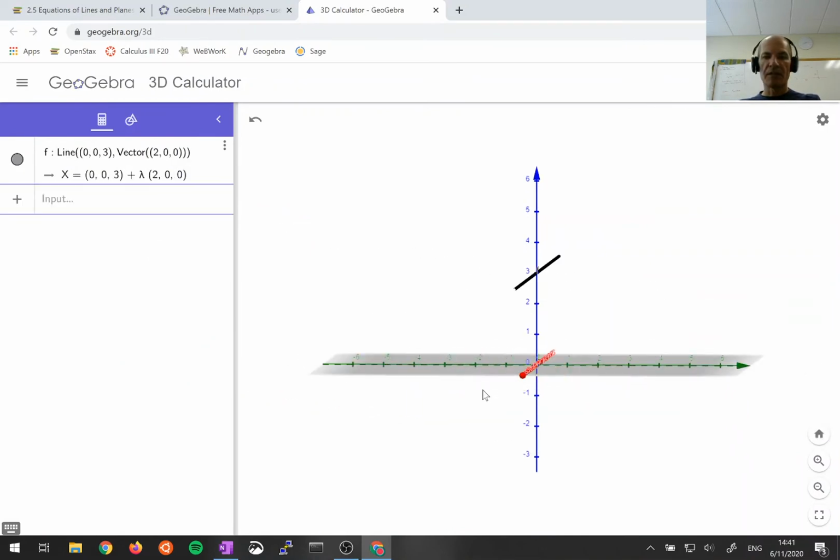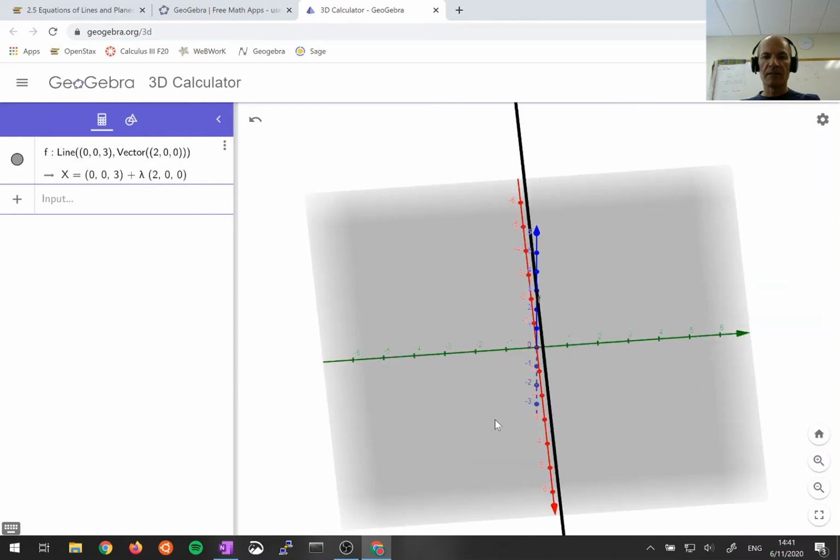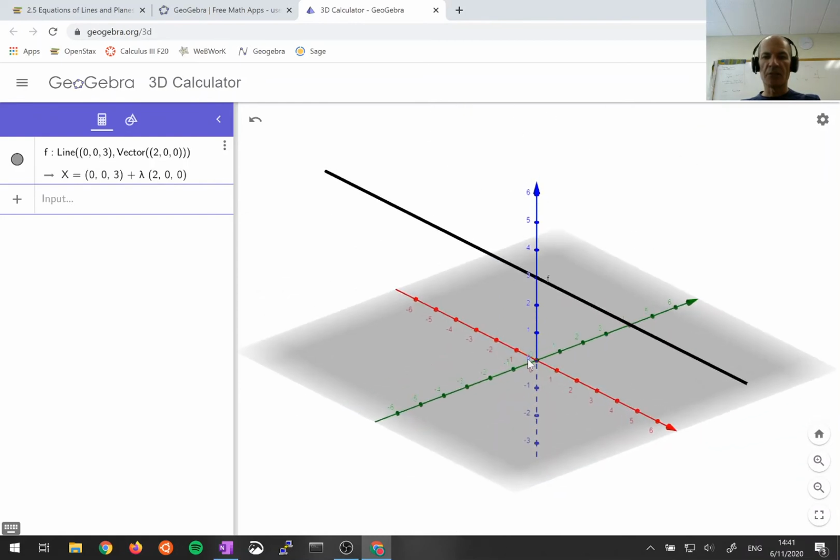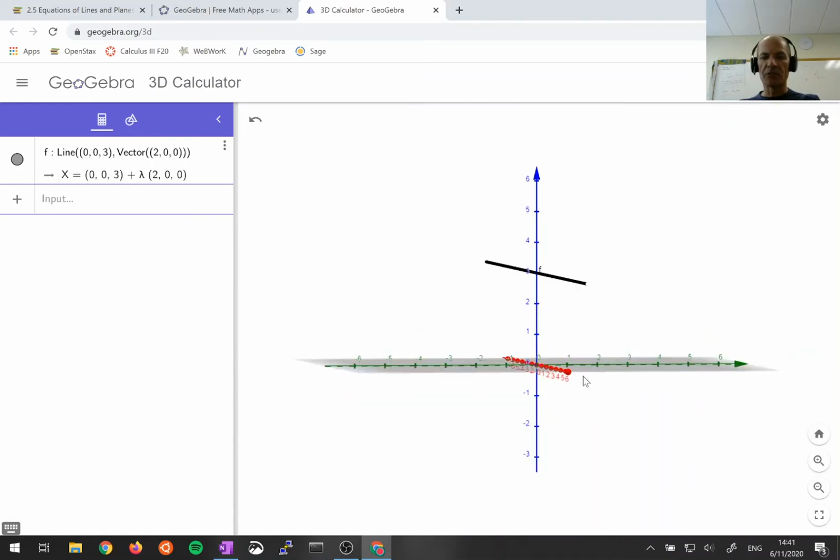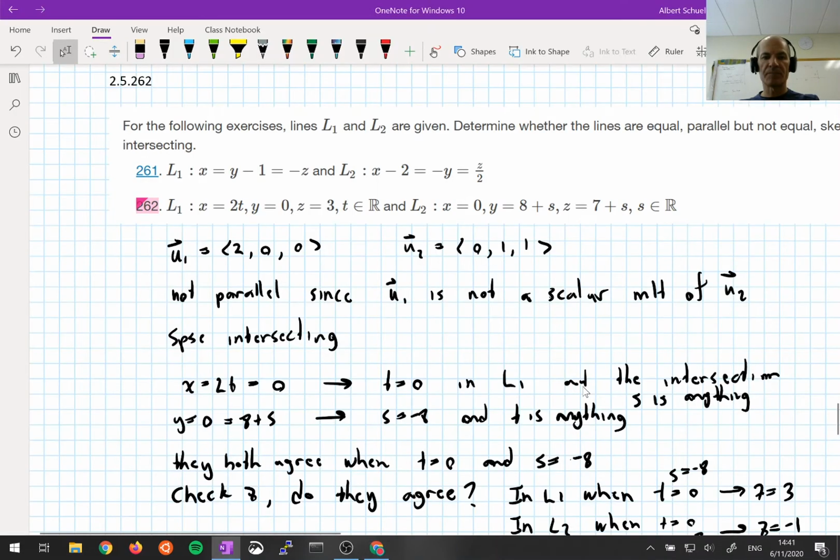And we see the line, right? This is the line. It's going through the point 0, 0, 3, and it has the direction 2, 0, 0. In other words, it goes parallel to the x-axis, which is the red axis. Okay, so that's the first line. Let's do the other line.